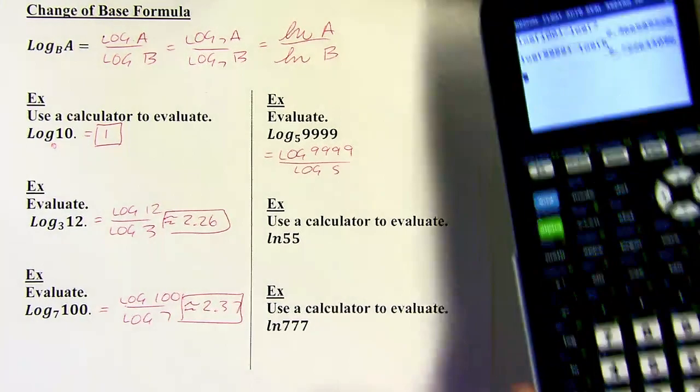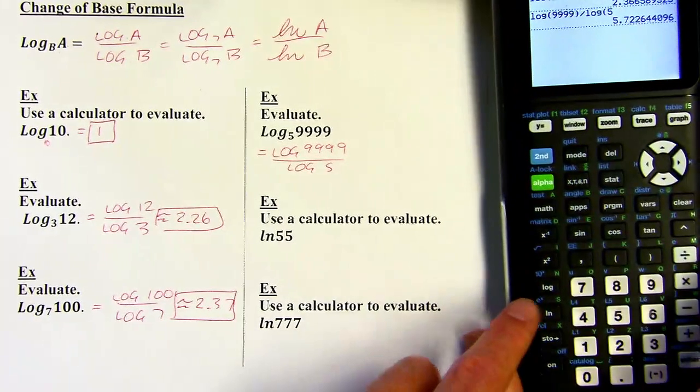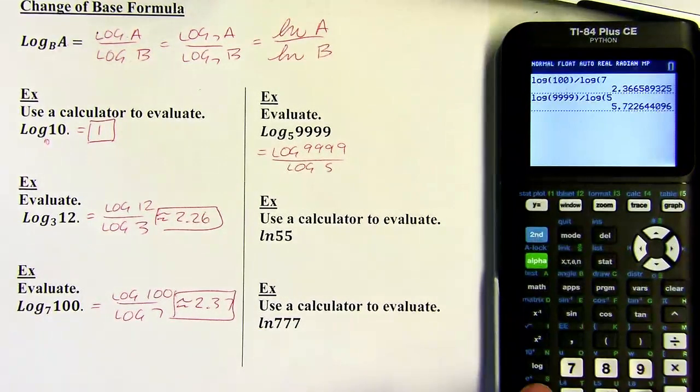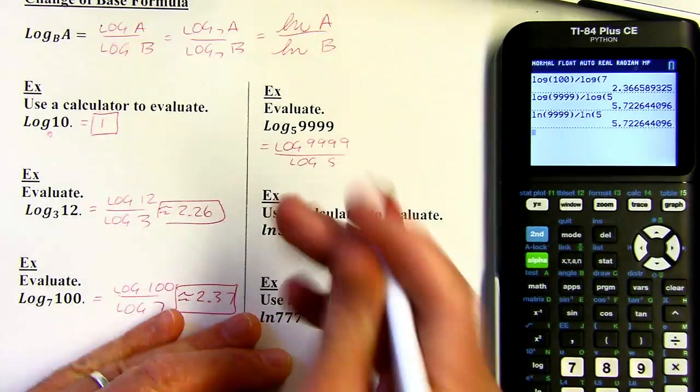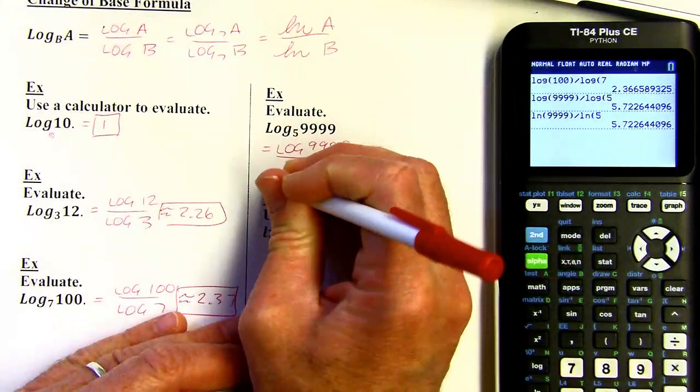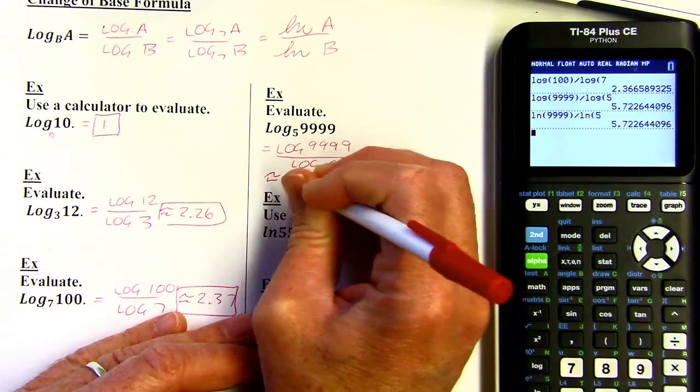The natural log button is right below the log button on these graphing calculators, that ln button. So ln 9999, close parentheses, divided by natural log of 5. And it gets the same thing. So that works. Okay, so this is about 5.72.